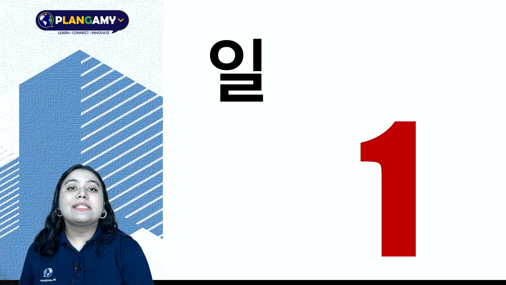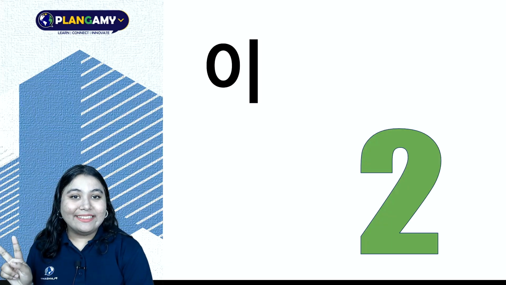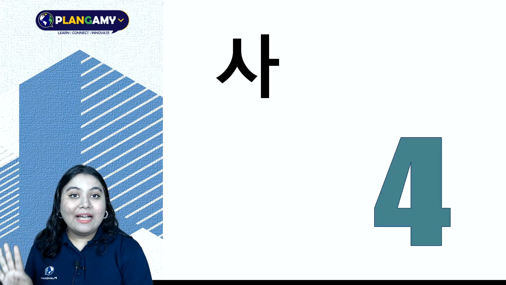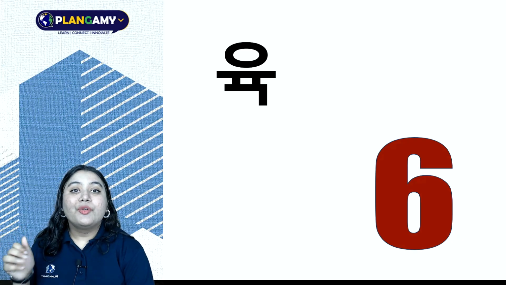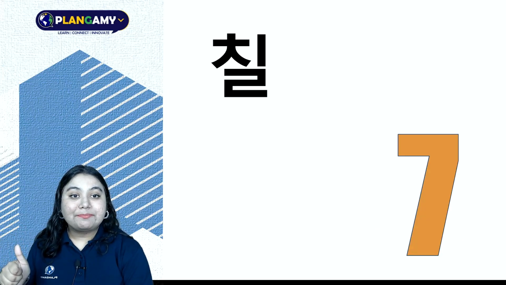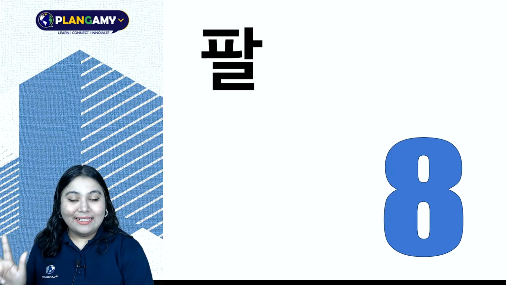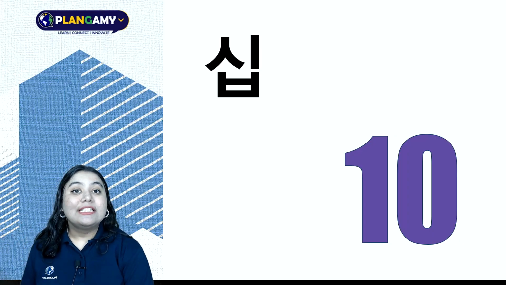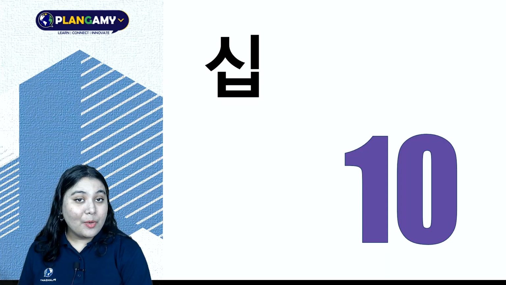First number is il, e, sam, sa, o, yug, 칠, 팔, 구, 십. Yes, we reached till ship, which is 10.